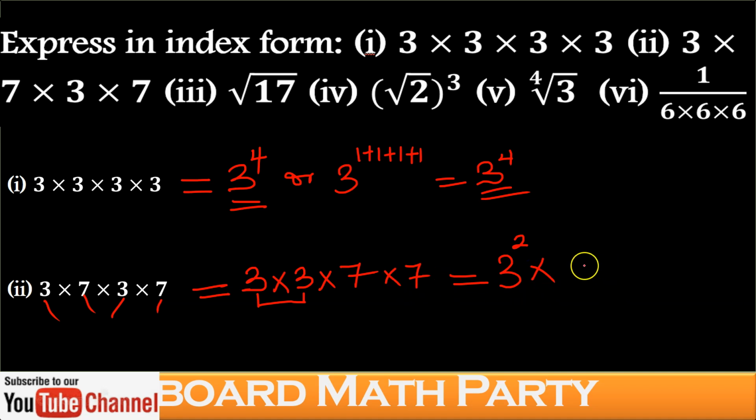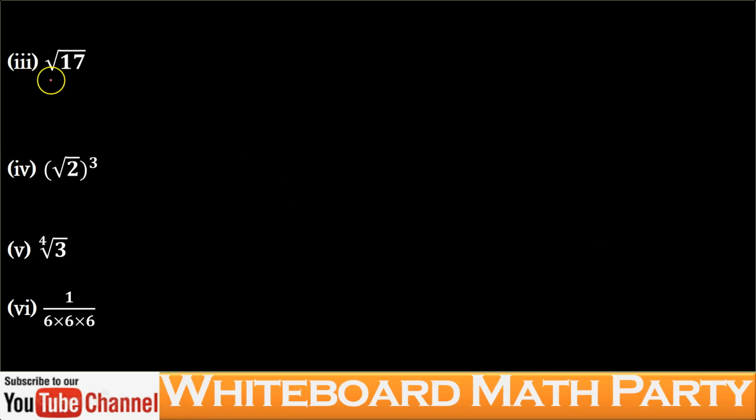But I'm not going to write 49 since the question says we should write them in index form. So I'm simply going to write it as 7 to the power of 2 or 7 squared. This is the final answer because the question says express them in index form, so we have to leave the powers. You get that? Okay.